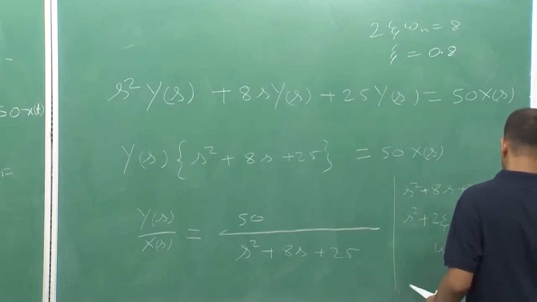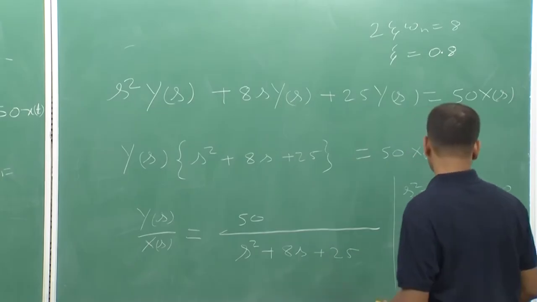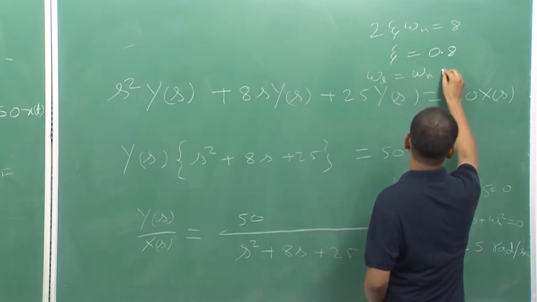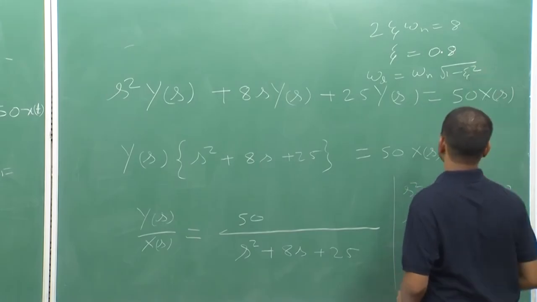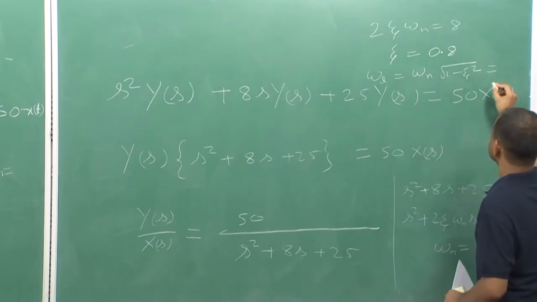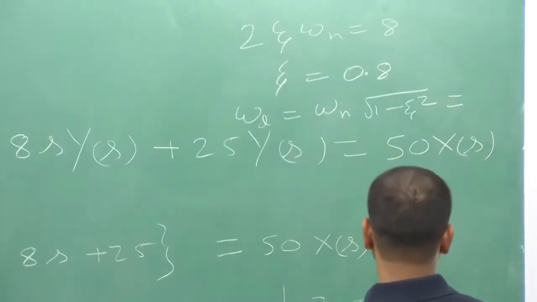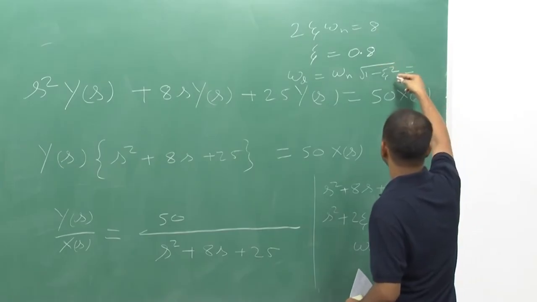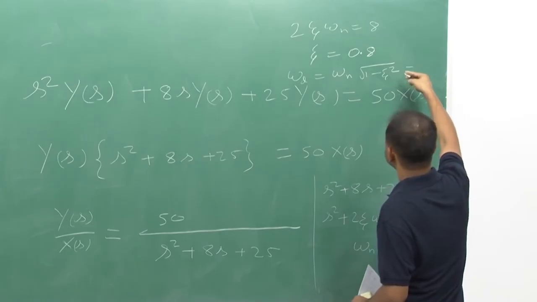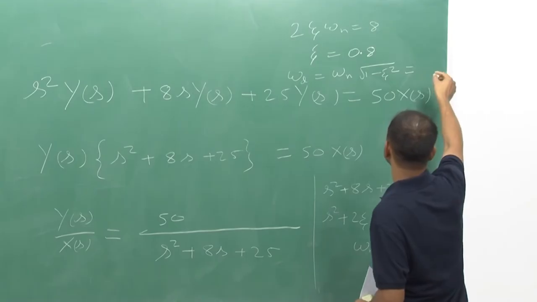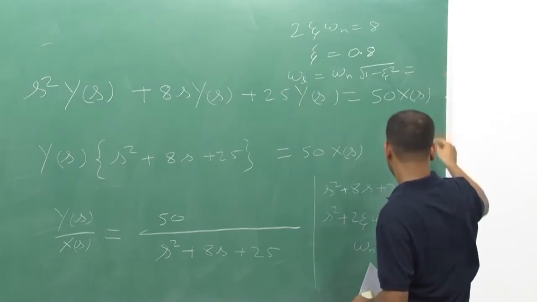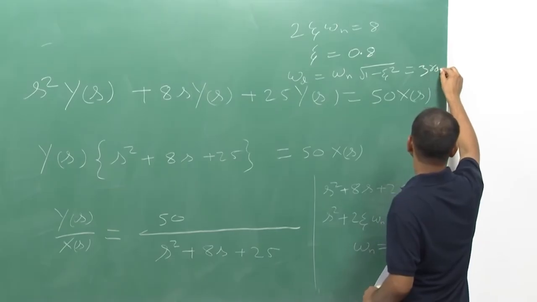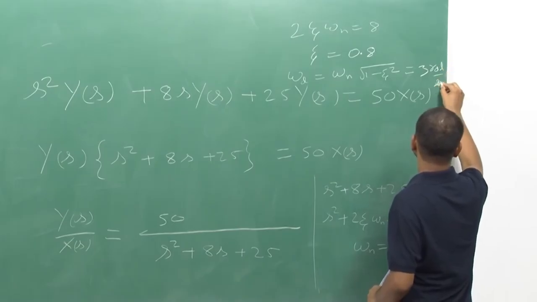And the omega d, we can write omega d is omega n root over 1 minus zeta square. The omega n is 5 radian per second and root over 1 minus zeta square, zeta is 0.8, so 1 minus 0.8 square is 1 minus 0.64, that is 0.36, so root is 0.6, and omega n is 5. Then 5 into 0.6 will be 3 radian per second.